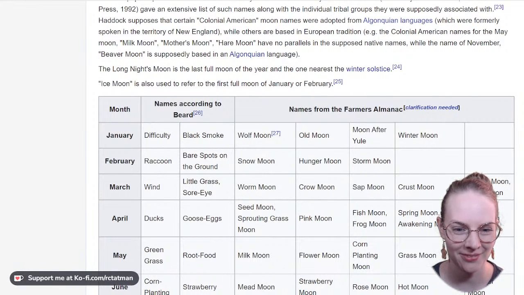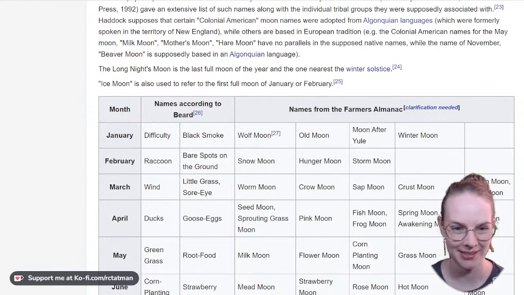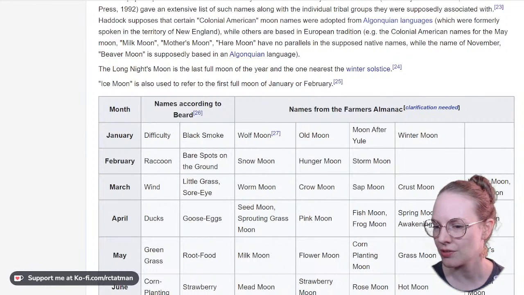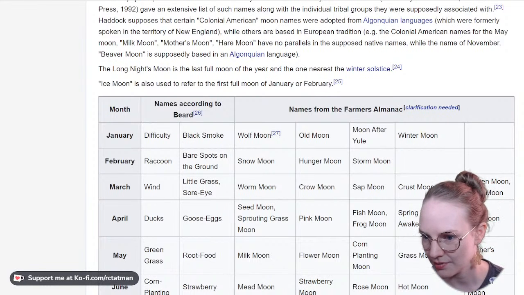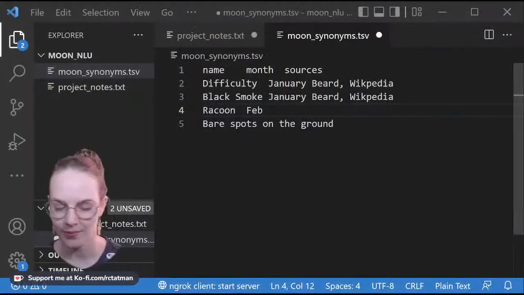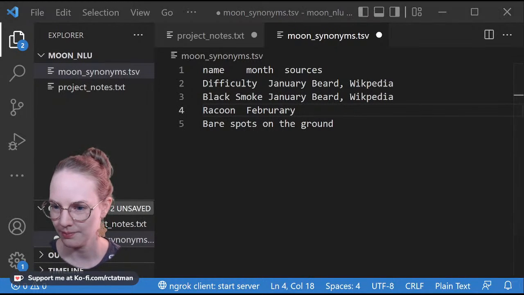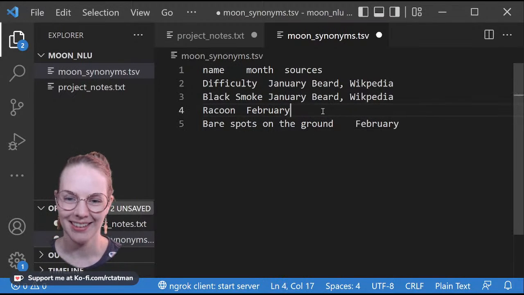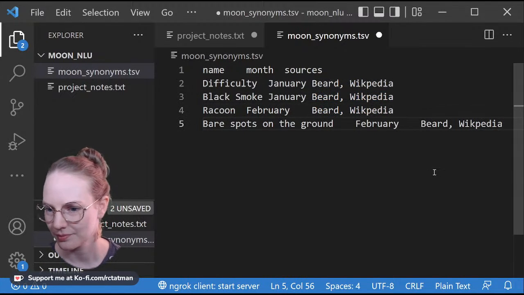All right. I'm fine, and I'm calm. So I'm just going to start with these names according to Beard because it gives us something to start with. All right, so raccoon is for February. Also bear spots on the ground is from February. Going back over here where I'm typing. February. I paste. All right.